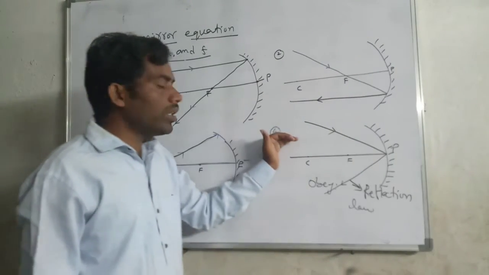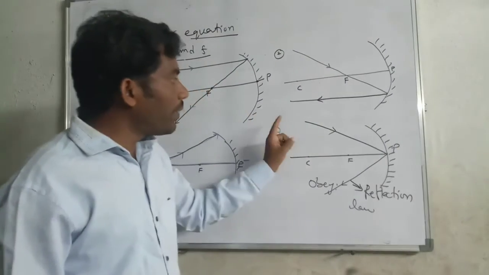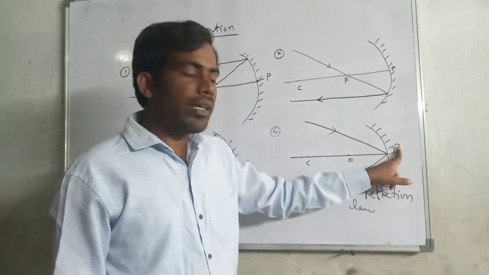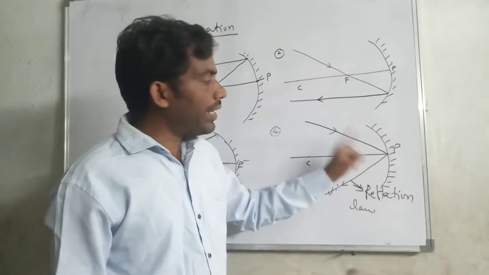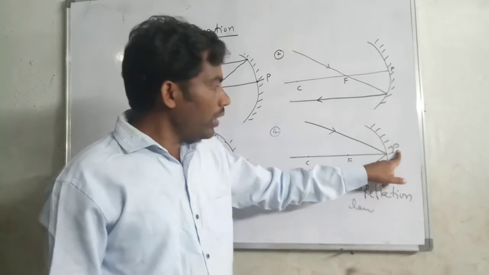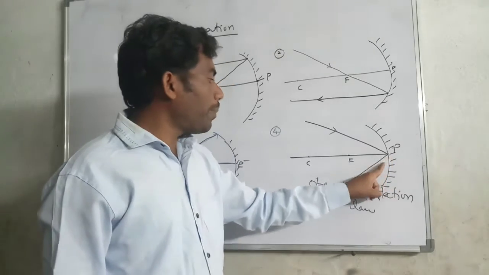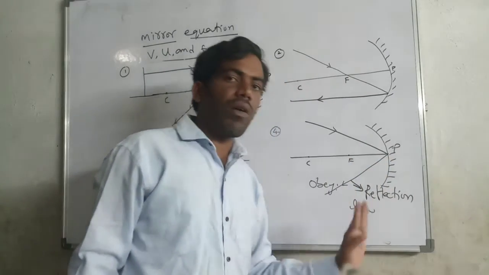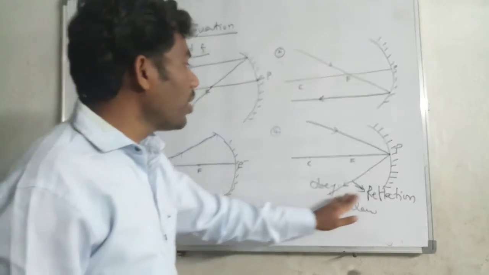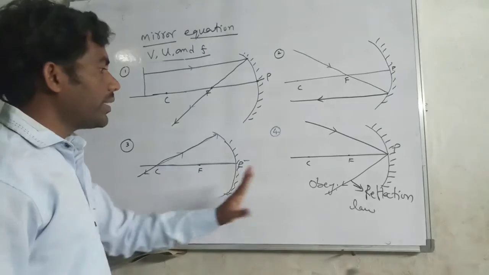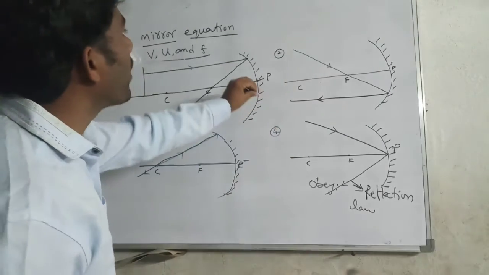Then the fourth law is: if the light ray is incident at the pole at any angle, it must be reflected obeying the reflection laws. This is the most important point of it.